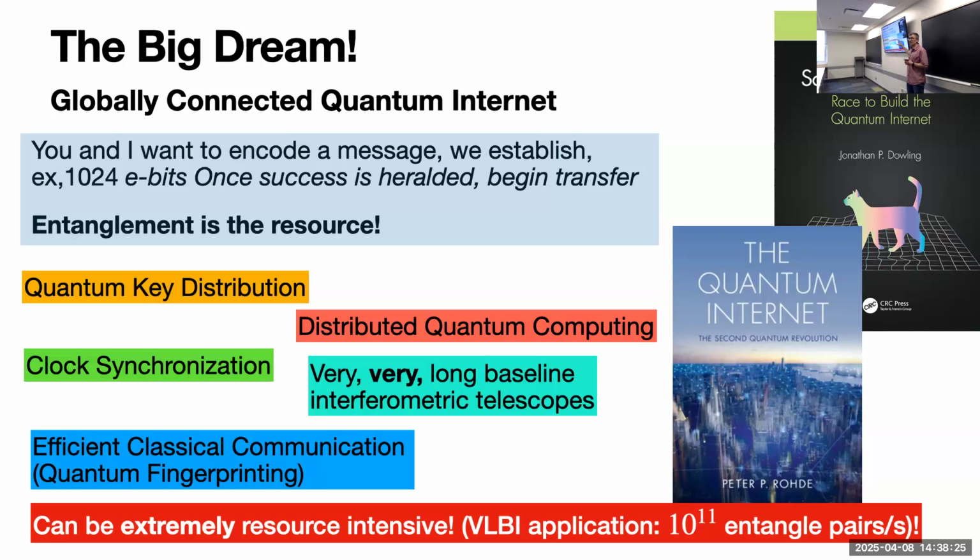One is more technical, which is basically a textbook on how to build a quantum internet, and it's available in PDF form online. It's done by Peter Rohde on the internet, and many others.